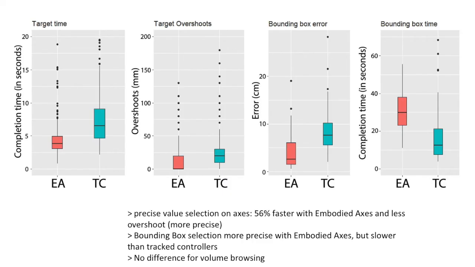We found that for precise selection, participants were 56% faster with embodied axes and were more precise. For the bounding box task, we found a trade-off between time and accuracy. People did more casual selections with the track controllers. For the volume browsing, or the slicing task, we found no difference between the embodied axes and the track controllers, but we did find that the embodied axes may be preferable for extended use due to less fatigue based on our post-study survey. More information about these results can be found in the paper.